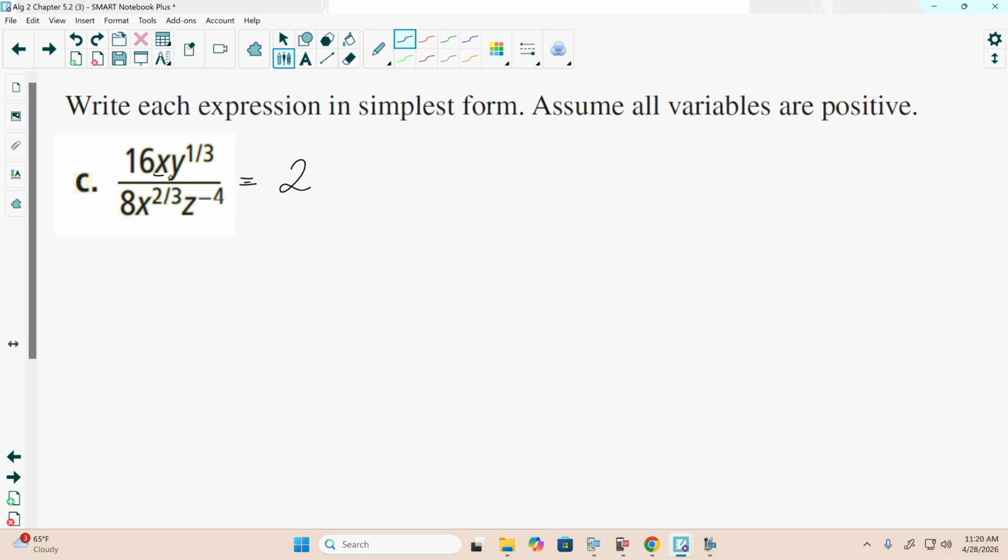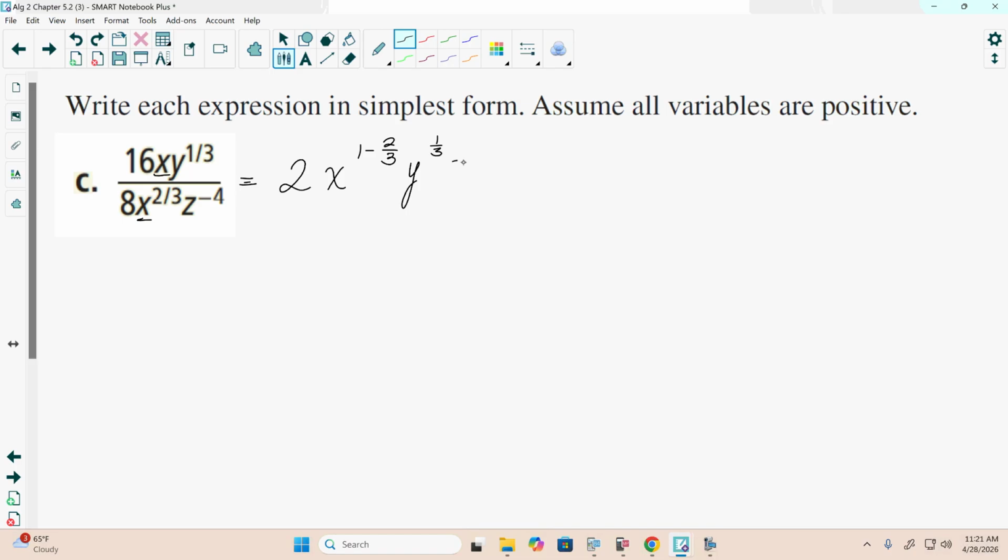Just like the one before, we do have x over x. X divided by x, when we divide like bases, we're going to subtract those exponents. We would do the same thing with y. However, y is only in the numerator, it's not in the denominator. So we just have y to the 1/3 in the numerator.